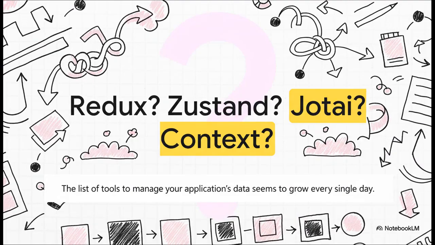I mean, you've seen the names, right? Redux, Zustand, Jotai, the built-in Context API. It feels like a new library pops up every other week. It's totally normal to look at this list and just feel lost. Which one do you pick? Are you making the right choice?